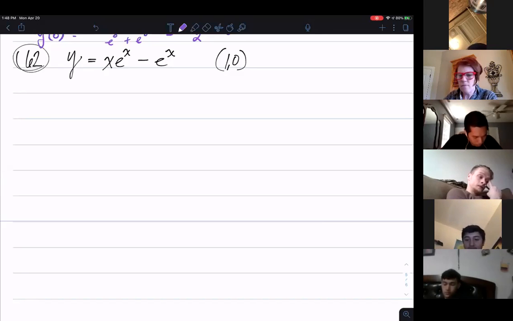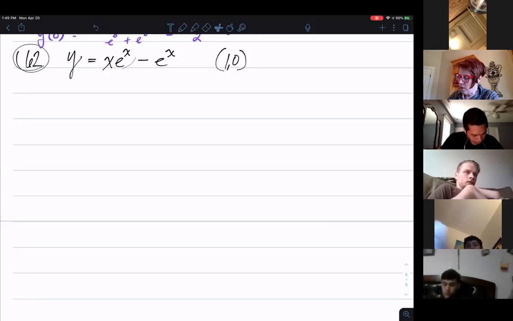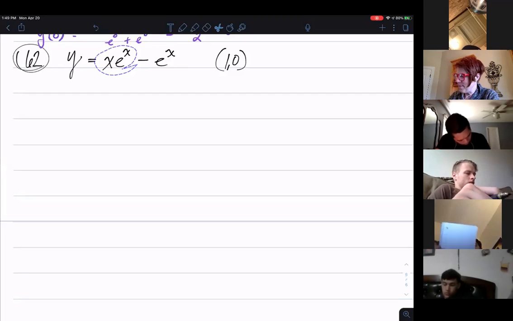I have a question on that first term. Is the derivative of the first term e to the x times 1? Because I want to say it's not, because there's an x at the front. So what do you guys think? His question is, is the derivative of this term e to the x times 1? Oh, it's product rule, isn't it? Yes. Product rule. Yep.